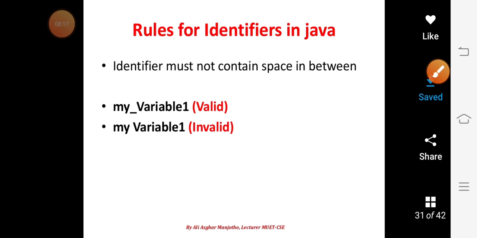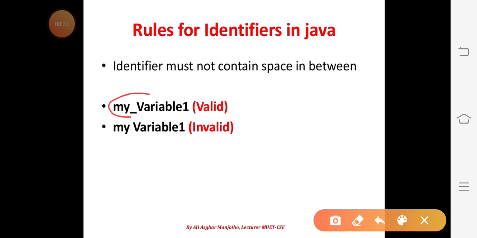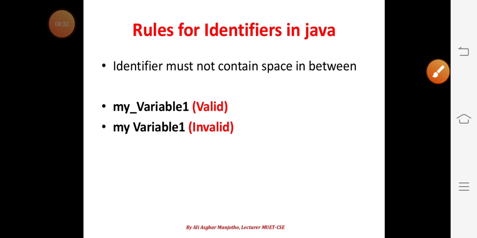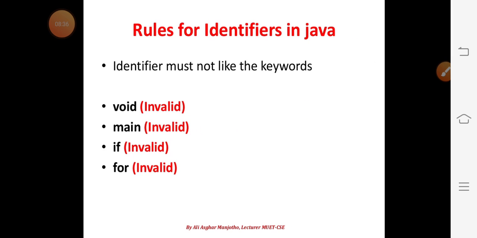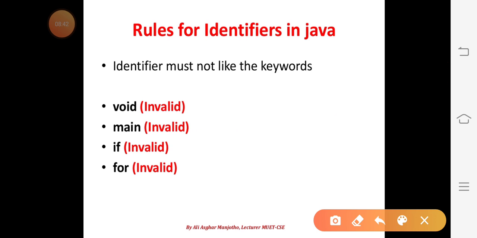Next, identifiers must not contain space in between. Space should not come. Like we can have underscore between these two, between my and variable1 we can have underscore sign, but we cannot use space here, so it is invalid and this one is valid. Moving on to next, identifiers must not be like the keywords. That means it should not be the name of a keyword, like void.